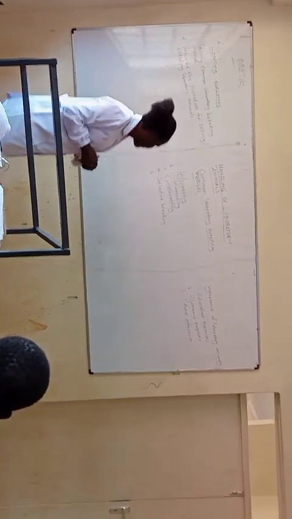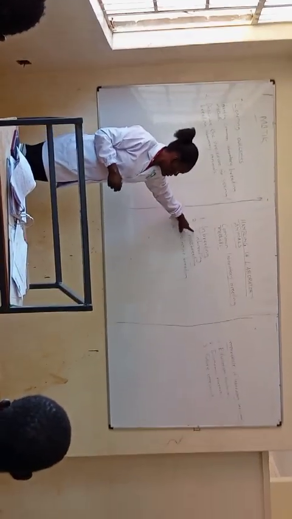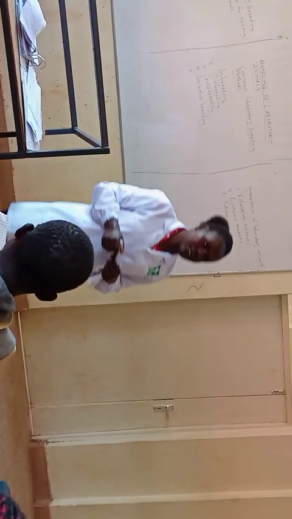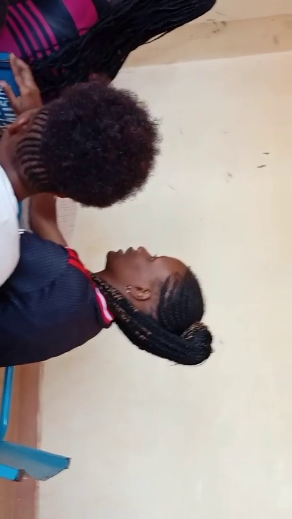The next one we have is outbreeding. What do you think is an outbreeding method? Yes, Clement? Mating of animals that are not closely related. Very good.